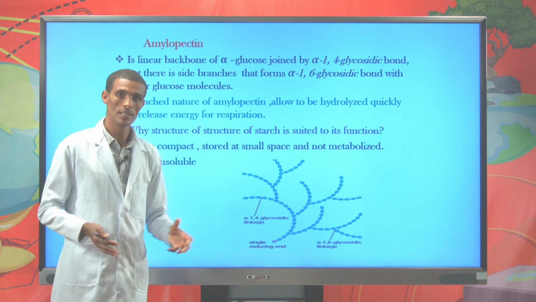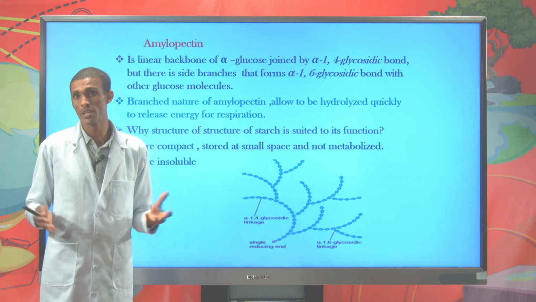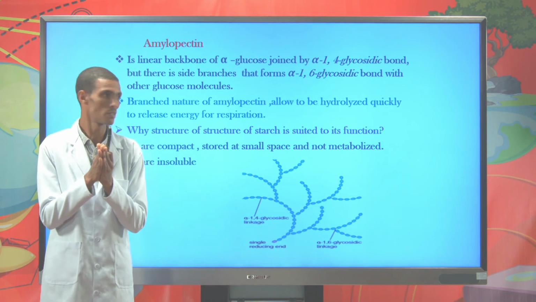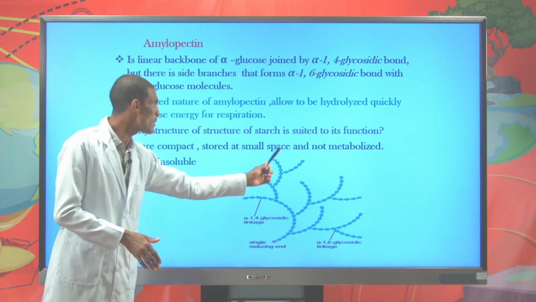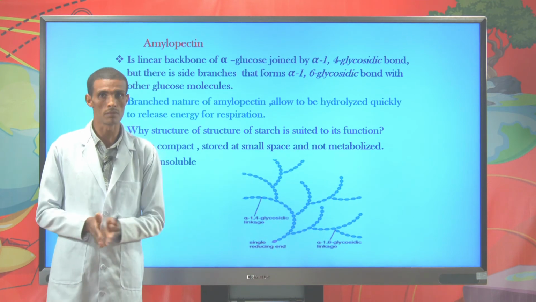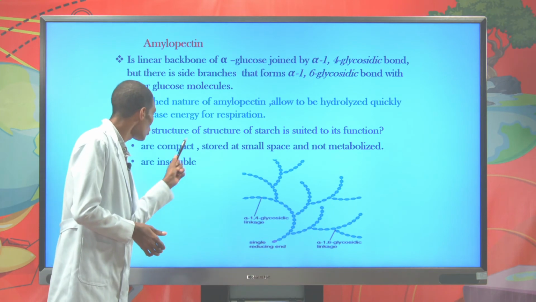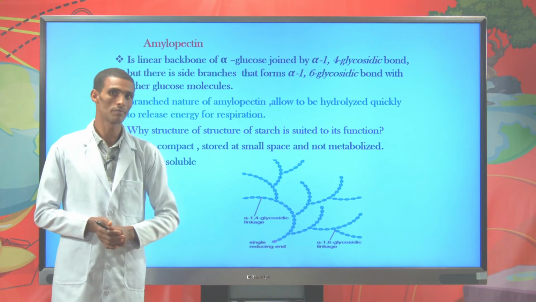Very good. Student, the structure of starch is adapted for storage because it is very compactly stored. And it is insoluble in water. It cannot affect other cell metabolism. It cannot diffuse out. Because of that, it is considered a storage molecule. It is adapted for its function.